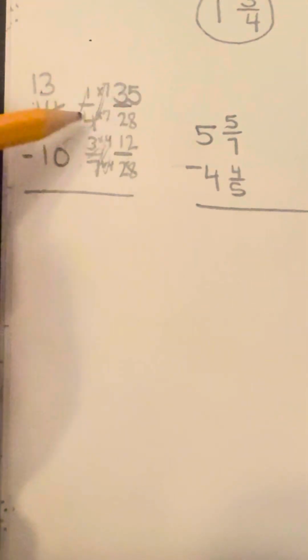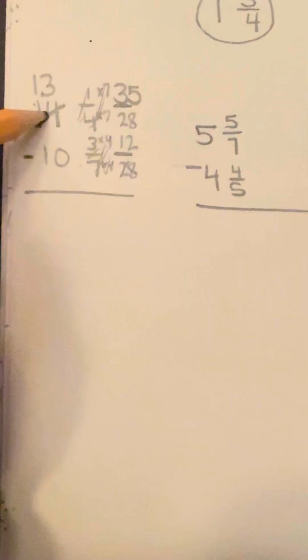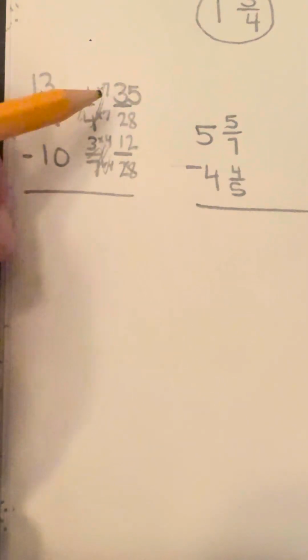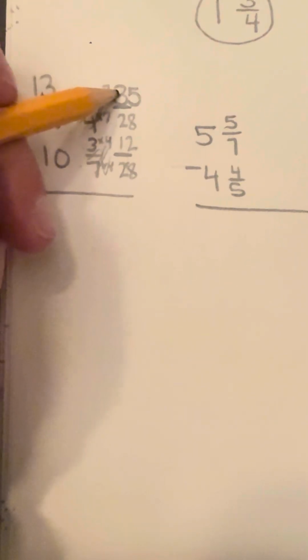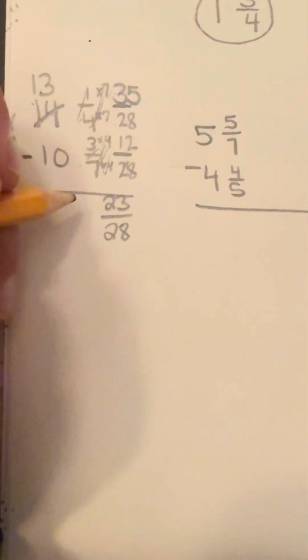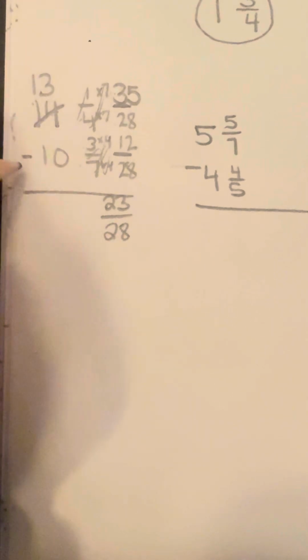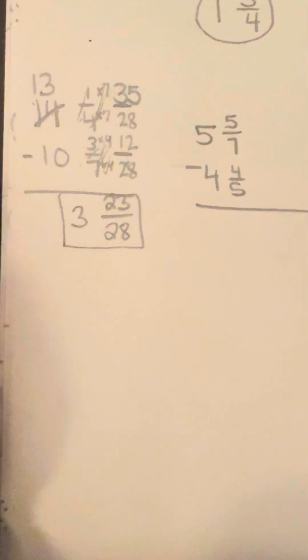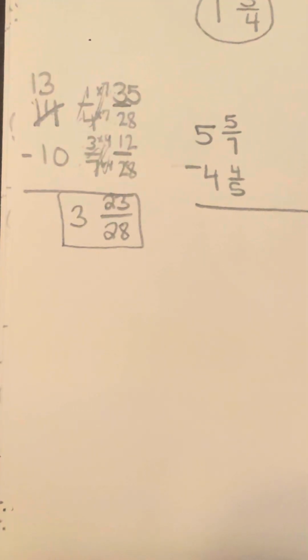And then now that I've borrowed from that 14 and made that 13, now I can go ahead and subtract. So 35 minus 12. We're just going to do 35 minus 12. That's going to get us 23. These are still 28ths. Now, there's no reducing of that, so that's fine. You're good with that. And now we just do the whole number here. So 13 minus 10 is 3. So my finalized answer is 3 and 23 28ths.